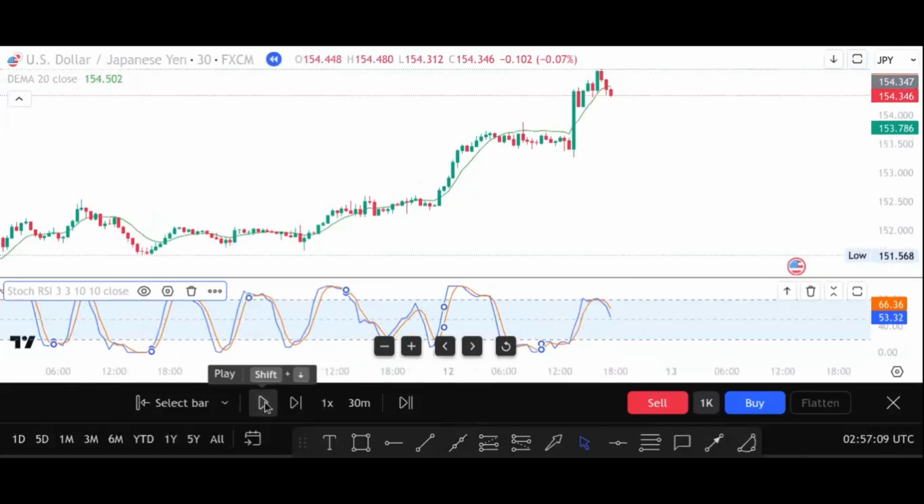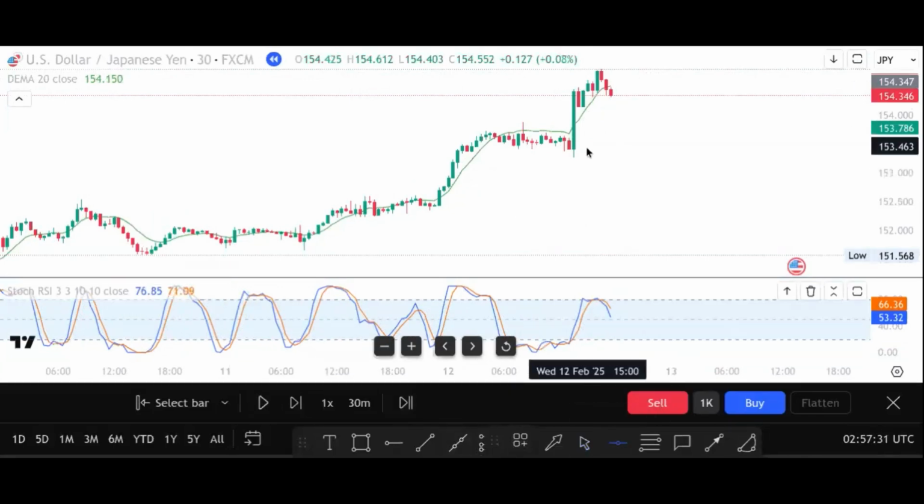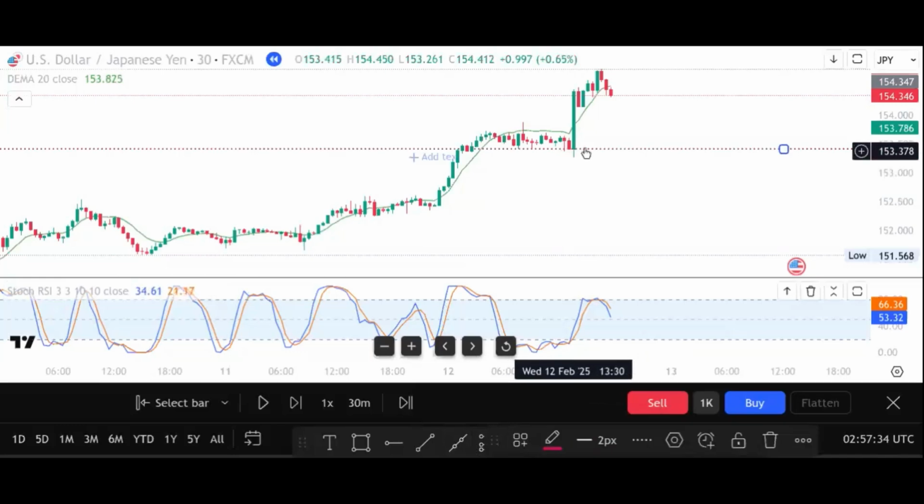Now, with that said, right here, we've got a massive crossover on the 30-minute time frame, right? On our 3-3-10-10 settings on the RSI, this crossover for me is an indication that I'm going to go in for a sell position. Now, where am I going to be targeting, right? First of all, I know that this area is my TP1. Okay, so I'm going to be entering there, but I'm going to target here for my TP1.